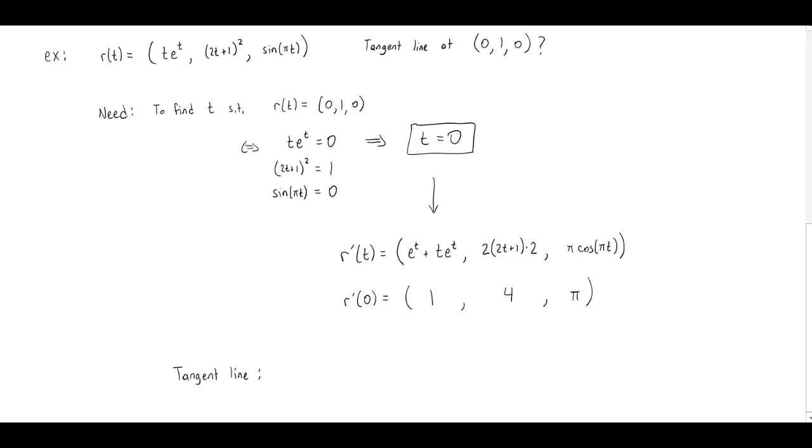So now writing out the parameterization of our tangent line. We have the point 0, 1, 0, plus t times the tangent vector, which we got from the derivative, which is 1, 4, and pi. Any questions about that? All right, cool.